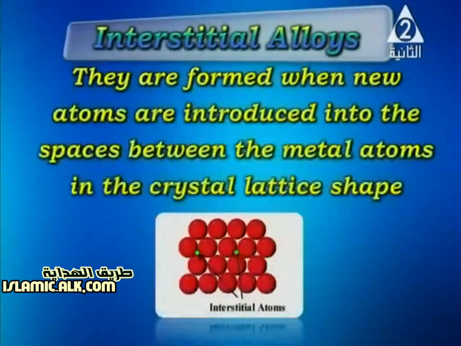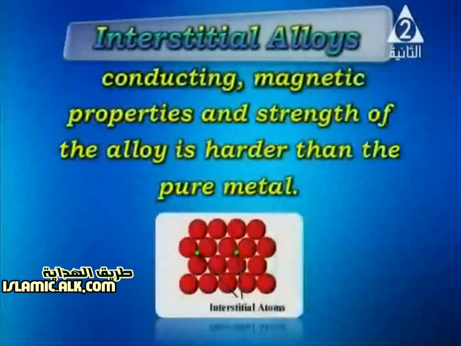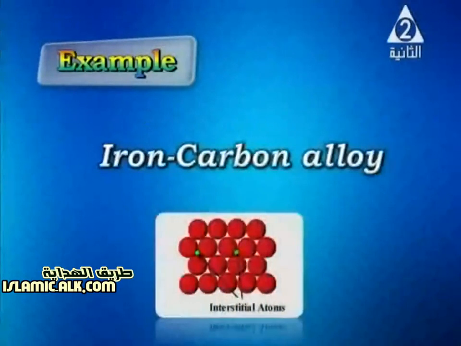The interstitial alloy is formed when new atoms are introduced in the spaces between the metal atoms in the crystal lattice shape, due to their small size, causing a change in the physical properties of the metal: malleability, ductility, melting point, electric conductivity, and magnetic property, and the strength of the alloy is harder than pure metal. For example, iron-carbon alloy that we call steel.